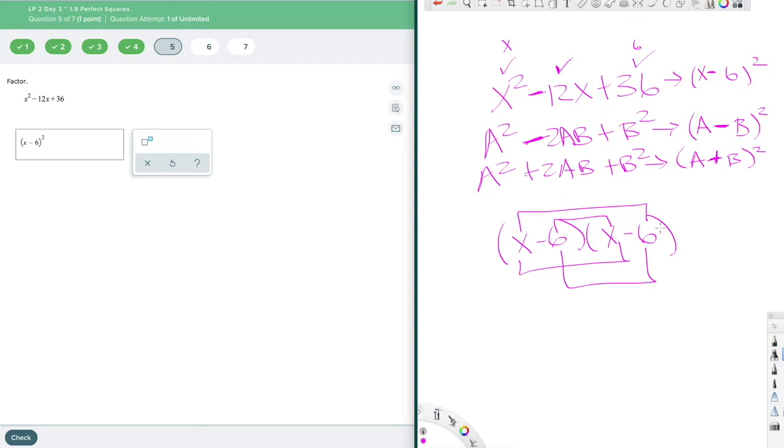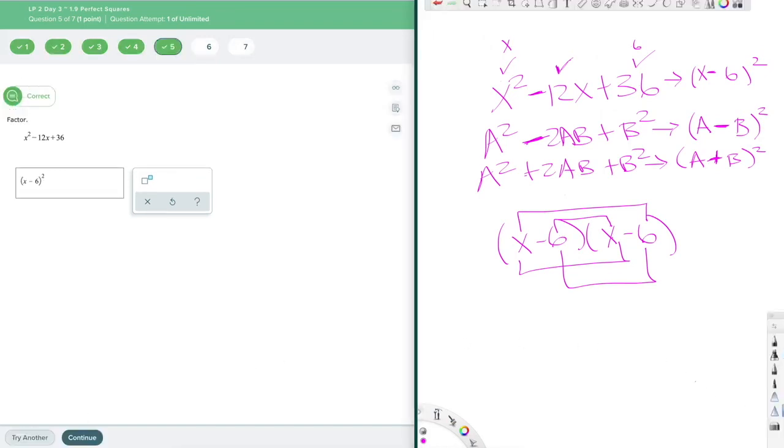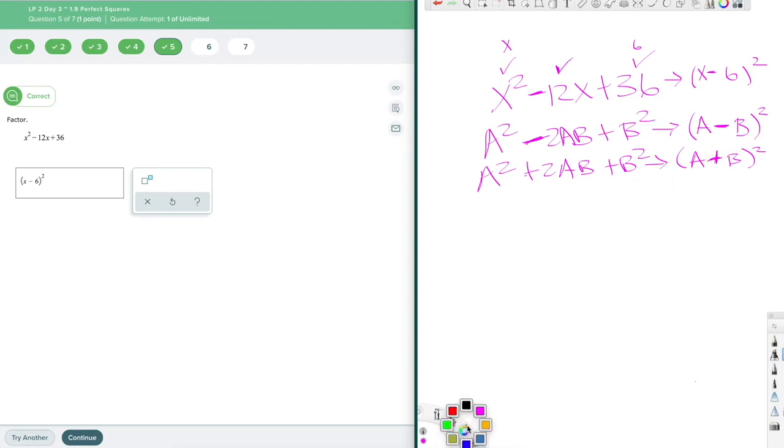They're both negative 6x. Negative 6x plus negative 6x is negative 12x. That's why it doubles it. That's why it's times 2, because it's identical binomials that we're multiplying. So it's just the reasoning behind that. All right, so we're going to go ahead and go to the next one.